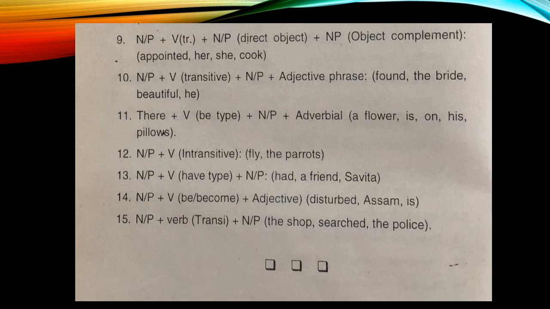Then NP plus verb intransitive. So here is the intransitive verb which doesn't require an object. So the sentence that will be formed will be the parrots fly. Fly is the intransitive verb and it does not require an object. Then we have NP plus verb have type plus NP, and the sentence that will be formed will be Savita had a friend. Okay, so you have the subject plus verb, which is have type, plus object.